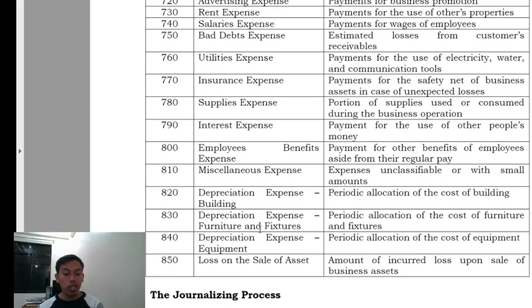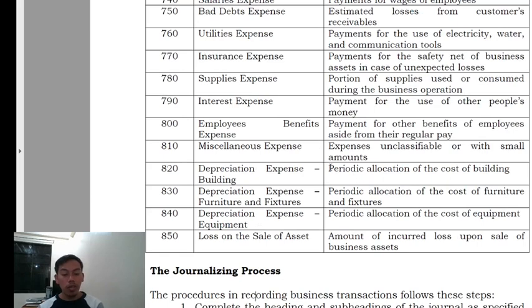Then you would have depreciation expense, periodic allocation. Sabi niya periodic. Kasi for example, this year, 10,000 yung bumaba na halaga sa building natin. Next year, another 10,000. Next year, another 10,000. Yung per year natin, that is recognized as expense. Kaya periodic, per period, per accounting period. Pero kapag pinagsama mo lahat yon, that is called the accumulated depreciation expense. So, depreciation expense for furniture, for equipment.